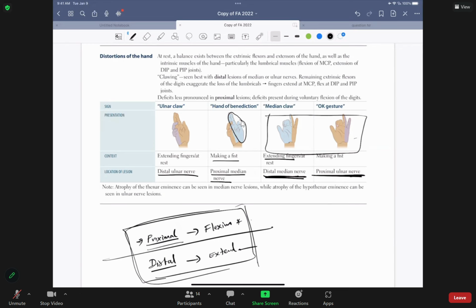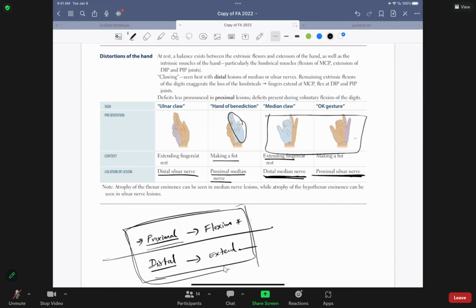Okay, now the second one. I'm trying to flex all 5, and I'm able to do it like this. Where's the problem? I'm trying to flex all of them, but I did the first 3 fingers, but not the 4th and 5th. That's a proximal ulnar. Is that clear, folks? Remember, flexion is a problem of proximal. You have to know that, and then depending on the finger, you pick the nerve. Is that clear, folks?